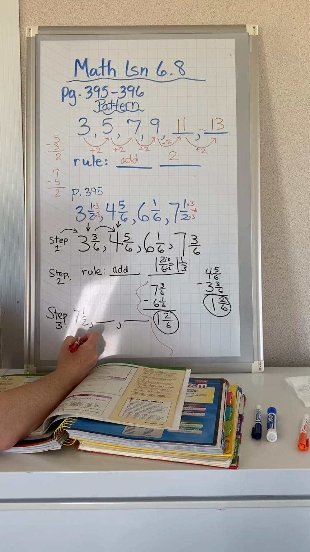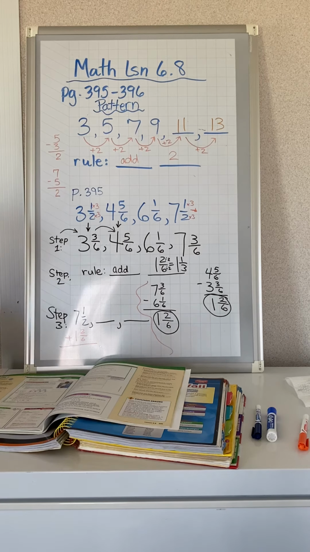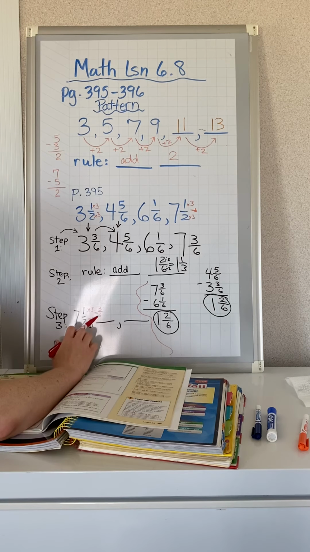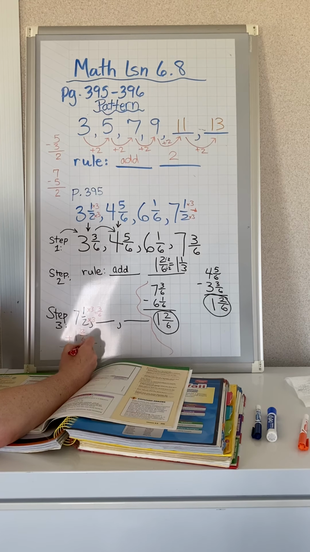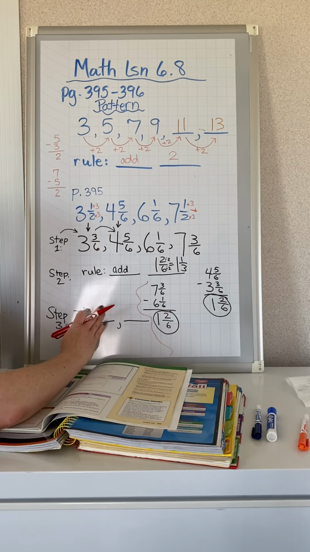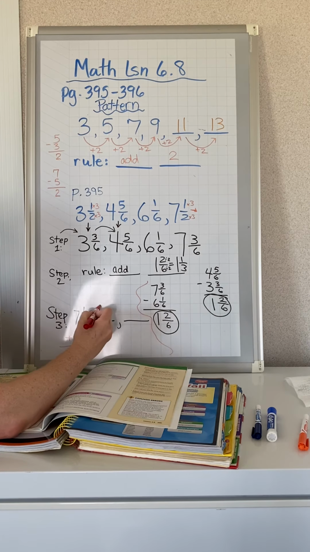I'm going to add 1. Oh, but it's 7.5. Uh-oh. So I'm going to add 1 and 2/6. But I need common denominators. So I'm going to multiply this by 3 and this by 3, which makes it 3/6. Okay, so if I add 3/6 plus 2/6, I get 5/6. And then 7 plus 1 is 8. So my next number is going to be 8 and 5/6.